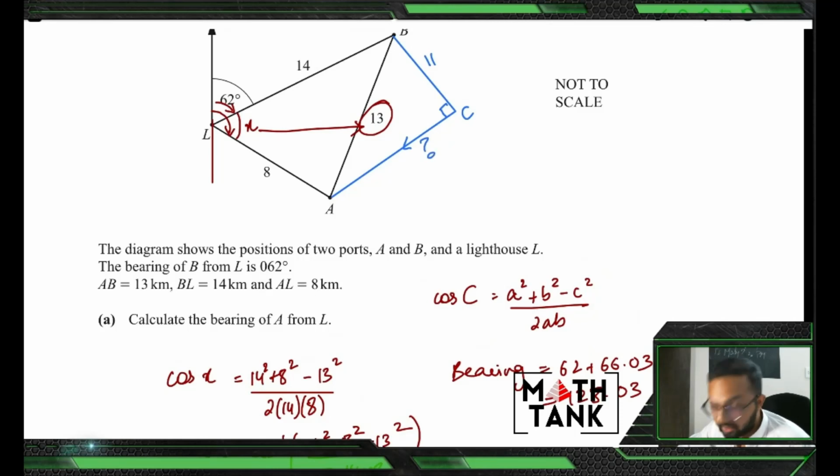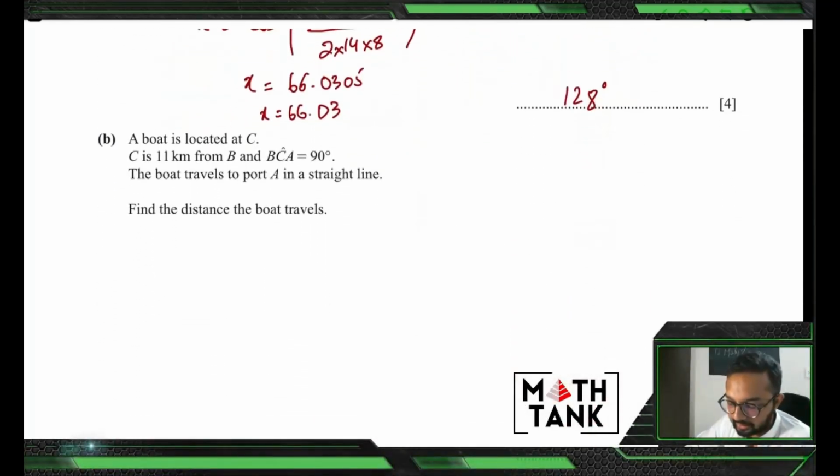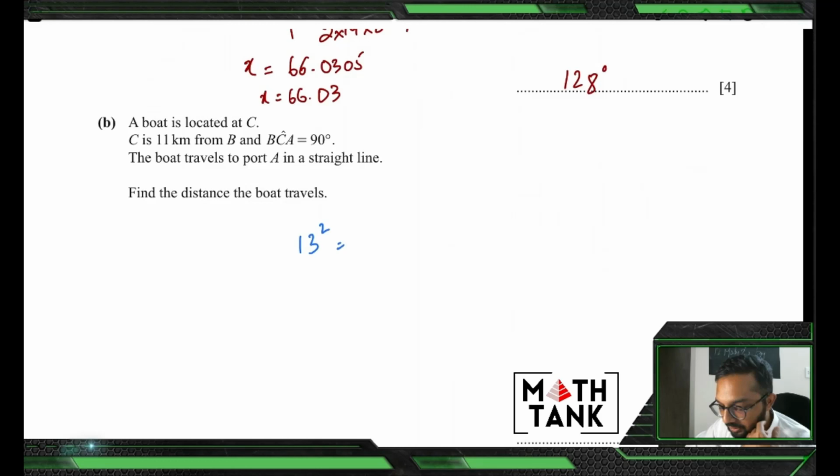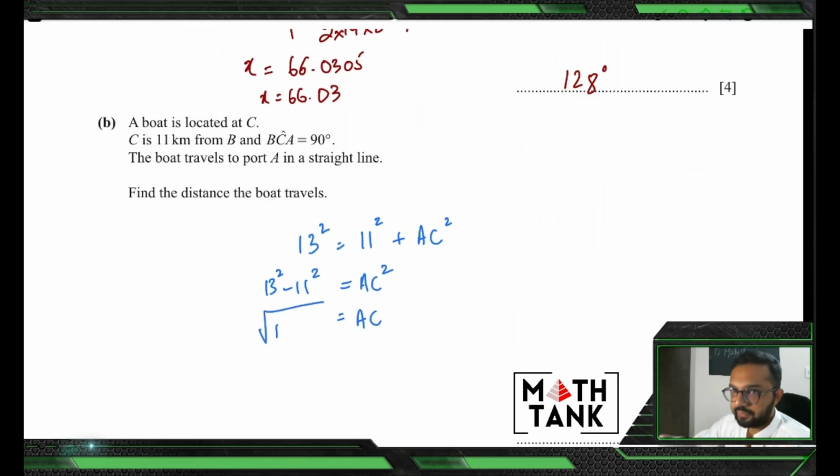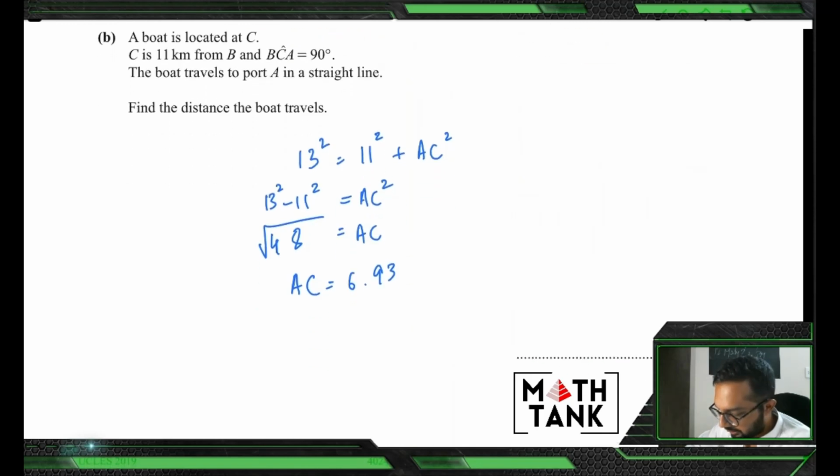This looks like a very simple question. It's also just 2 marks. So I have the perpendicular, I have the hypotenuse. Can I just apply the Pythagoras theorem and get the final answer? That's plain and simple. So AC square equals 13 square minus 11 square. So AC is basically root of 48. So root of 48 gives me 4 root 3. Or if I were to write it correct to 3 significant figures, it's 6.93.